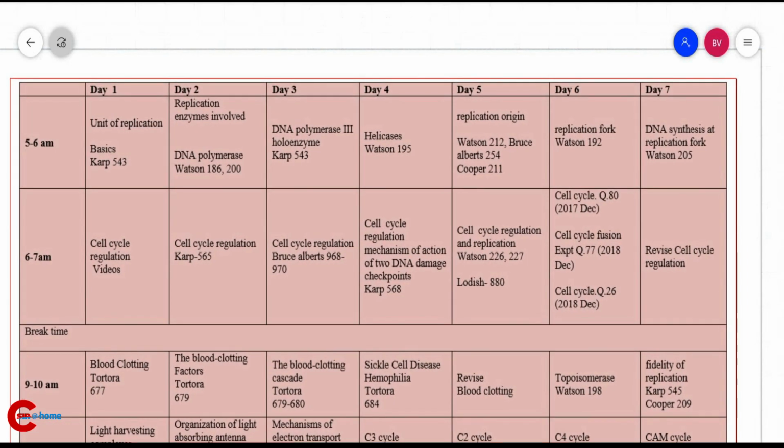We can discuss the timetable for day 1. Morning 5 to 6 a.m., study the basics of replication. Then 6 to 7 a.m., cell cycle regulation. We have 2 videos on it. Just watch them.